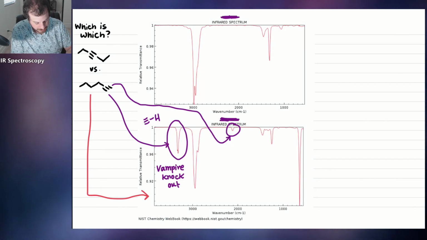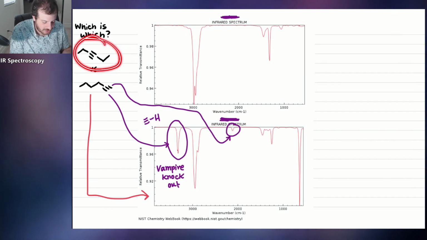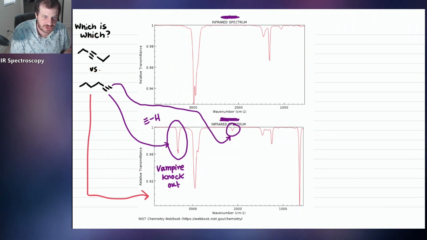The top spectrum has no vampire knockout fang, and that makes sense for the top compound because there is no hydrogen attached to that alkyne. It's got a carbon on either side. So you only would see the vampire knockout fang when the alkyne is at the end of the molecule, what we call a terminal alkyne.